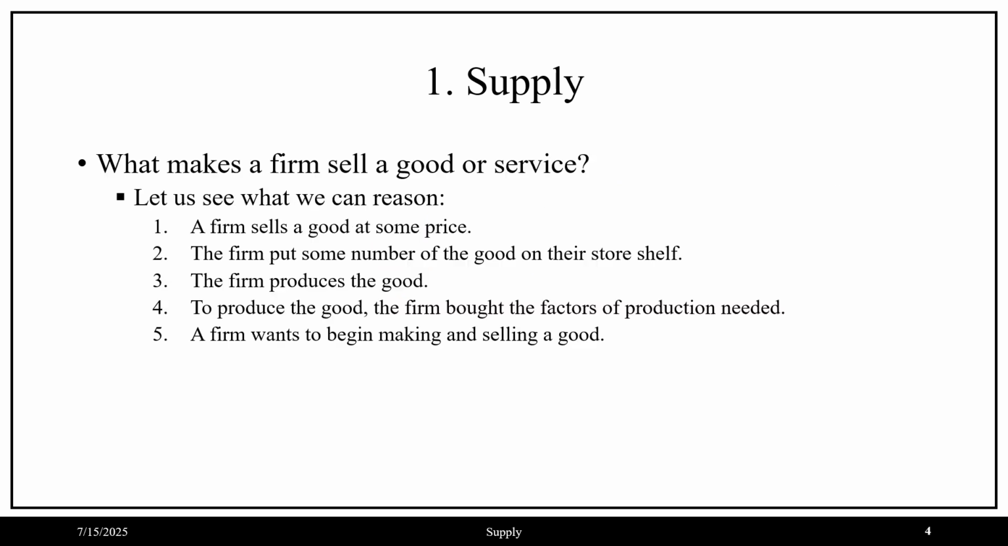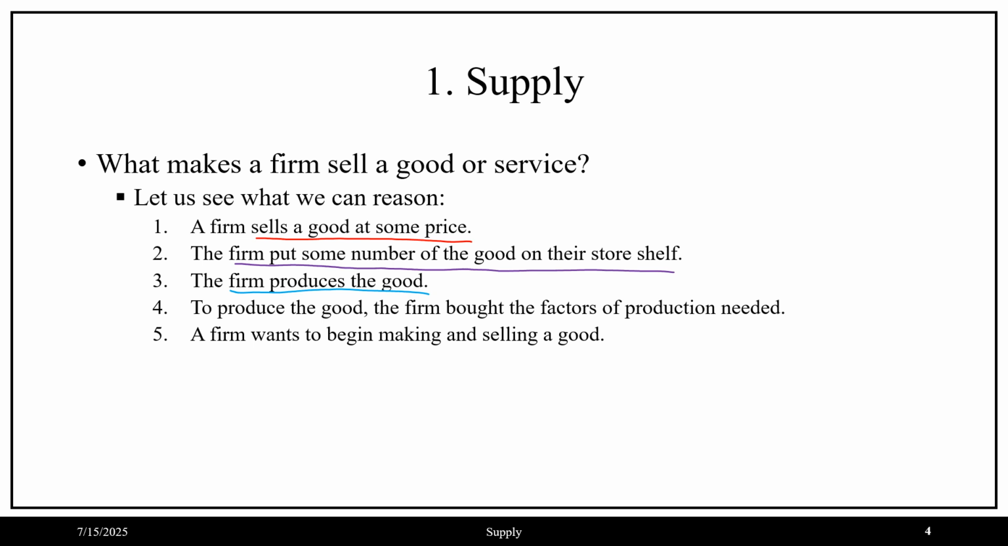Okay. So what makes a firm want to make as well as sell a good or service? Let us see what we can reason by working through things backwards. Well, a firm sells some number of a good at some store at some price. In order to have done that, the firm had to place some number of that good on a store shelf. For that good to make its way to a store shelf, it had to have been made.